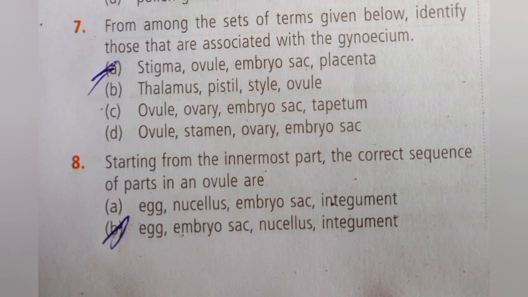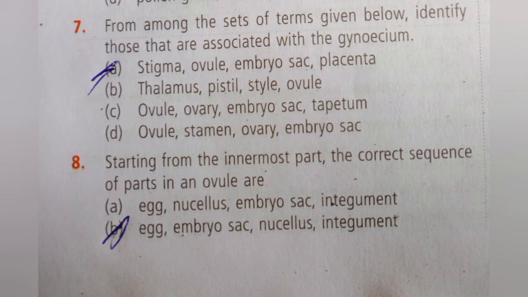Next question, seventh question. From among the sets of terms given below, identify those that are associated with the gynoecium. The answer is A. The stigma, ovule, embryo sac and placenta are associated with the gynoecium. Next question, eighth question. Starting from the innermost part, the correct sequence of parts in an ovule are. The answer is B. Egg, embryo sac, nucellus, integument. These are the correct sequence of parts of ovule.